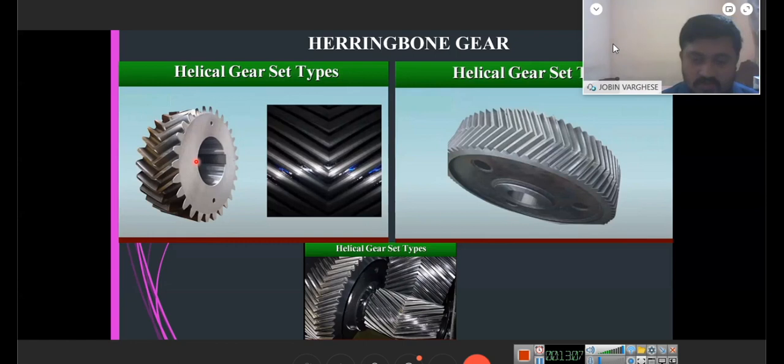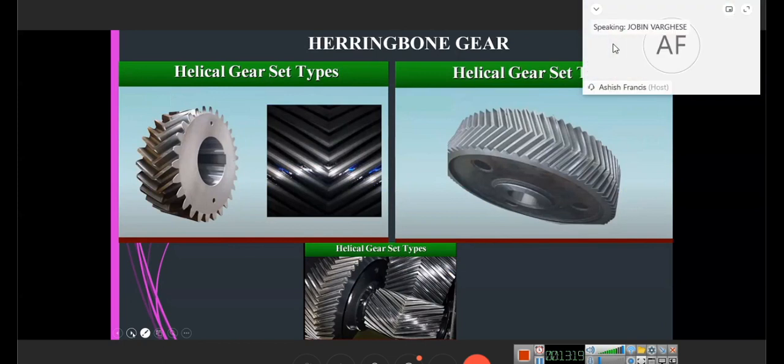Now we come to the design, and I hope the time is okay with that. This is my second point. Yes, Jobin sir, I have received a few questions in the chat window. Okay.